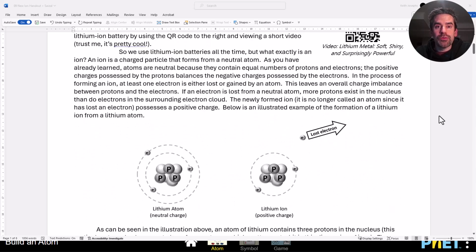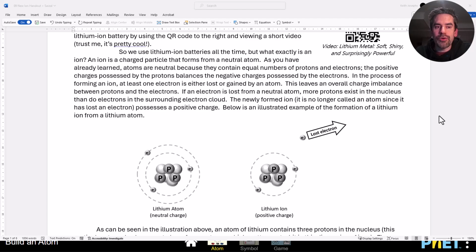So, we use lithium-ion batteries all the time, but what exactly is an ion? An ion is a charged particle that forms from a neutral atom. As you have already learned, atoms are neutral because they contain equal numbers of protons and electrons. The positive charges possessed by the protons balance the negative charges possessed by the electrons.